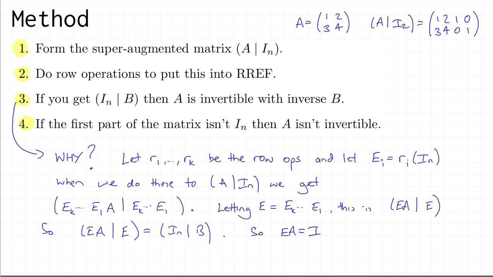And remember, that tells us that A is invertible because we have done some row operations to A and got the identity matrix. And if you multiply on the right by A inverse, then A inverse is equal to E, which of course, as we've just seen, is equal to B. Okay, so that's why B is the inverse of A when step 3 actually holds. So that's our method for finding inverses of invertible matrices, and in fact for determining in general whether or not a square matrix is invertible.